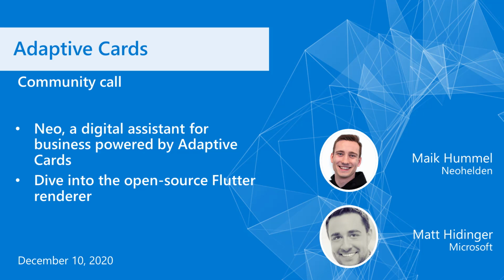Last month, we had Imaginein showing some really cool AI recognition, turning a photo into a card. And this month, we've got Maik Hummel from a company called Neohelden in Germany, who's been using adaptive cards for a while to power this custom digital assistant really designed for businesses. Their entire stack is on Flutter, which is a cross-platform UI framework, similar to React Native, similar to Xamarin. And he's going to show the adaptive cards renderer for Flutter, which has been around. Maybe he'll tell us what the state of it is, if it's in like a 1.0, or if people would be interested in checking it out.